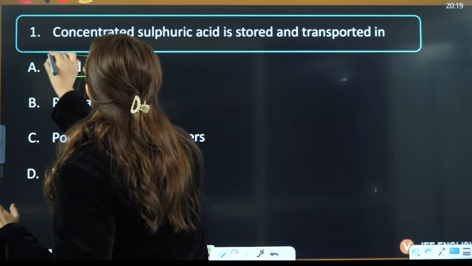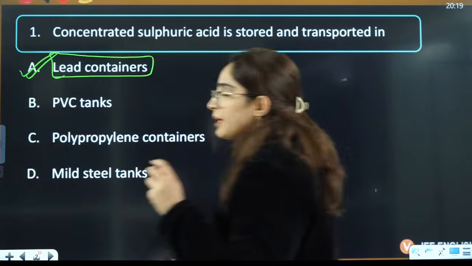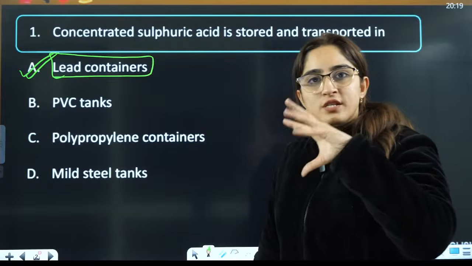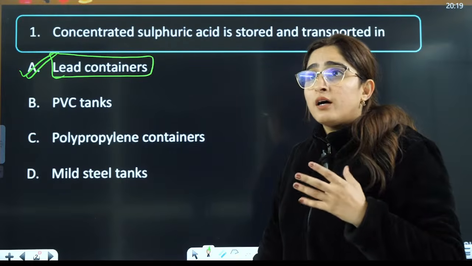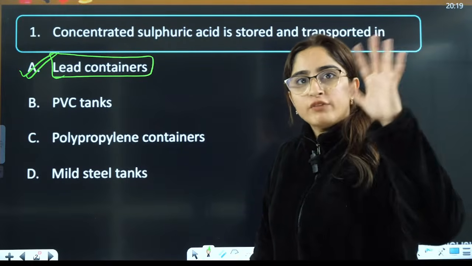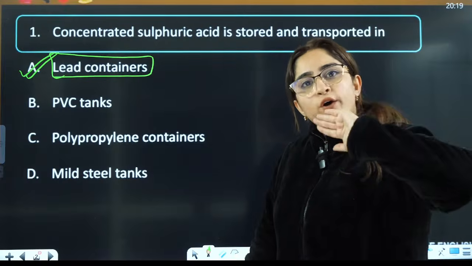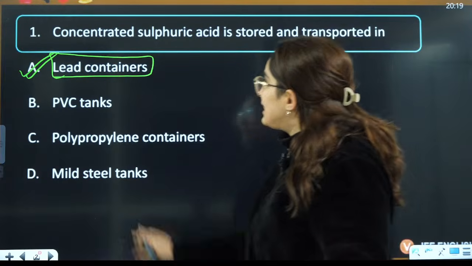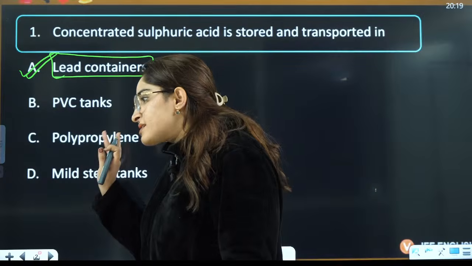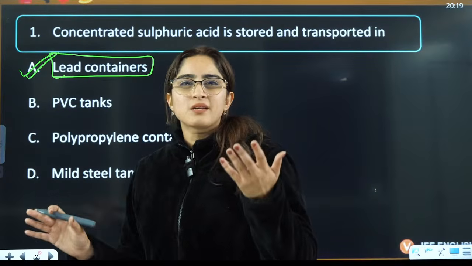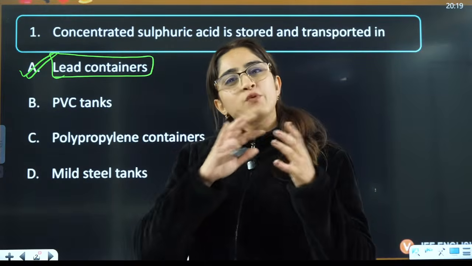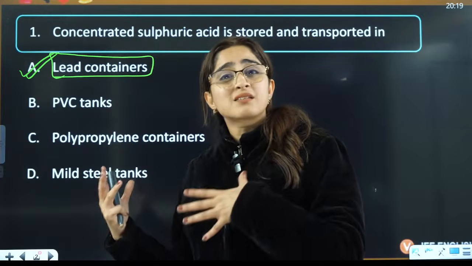Lead containers, right? Why? Because lead containers and concentrated sulfuric acid will not disrupt the layer of the lead, because it will form an oxidized layer over it. So that is why lead containers are the best choice here. So this is basically from your polymers and environmental chemistry. They ask you these kinds of questions.